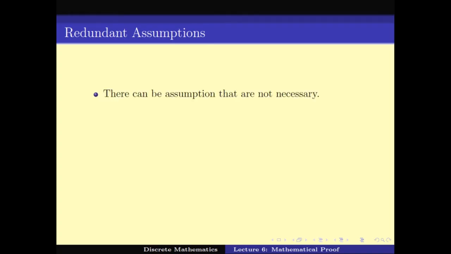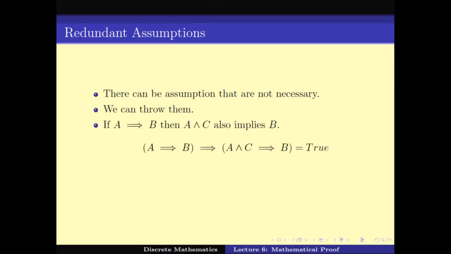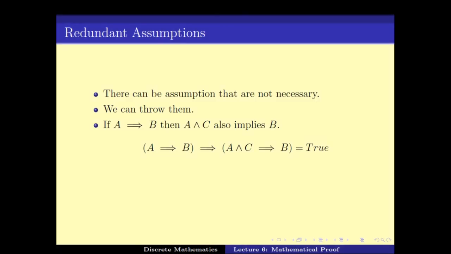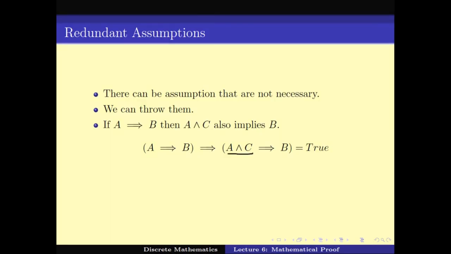For example, in that case we can throw them. If the assumptions are not necessary, we can just throw them. That means if A implies B, then A and C also implies B. This is a statement that you can prove. So if A and C is the given assumption, but I am able to prove that A implies B, that means the C was a redundant assumption and we can throw it.